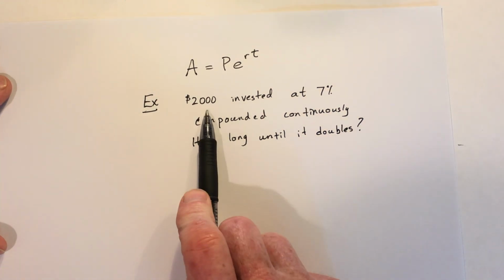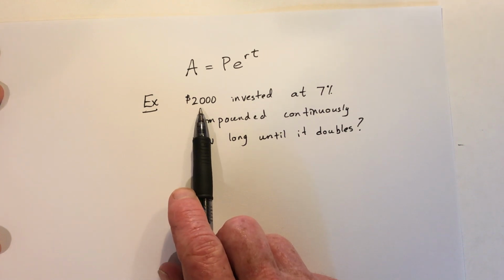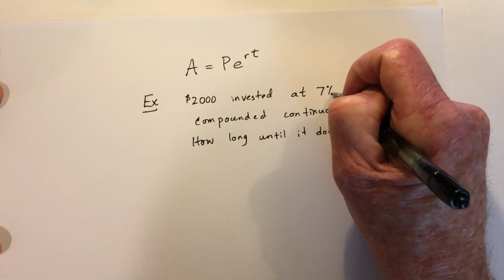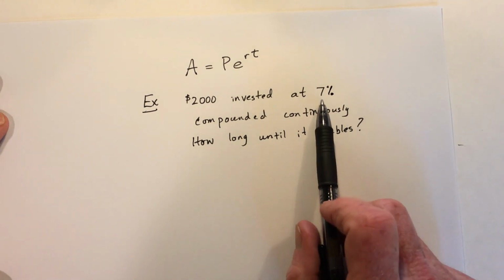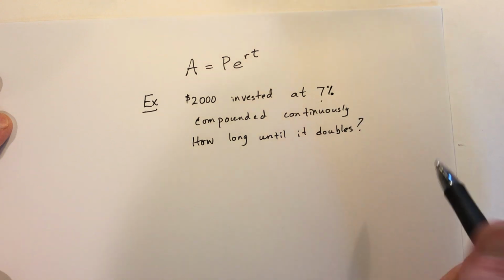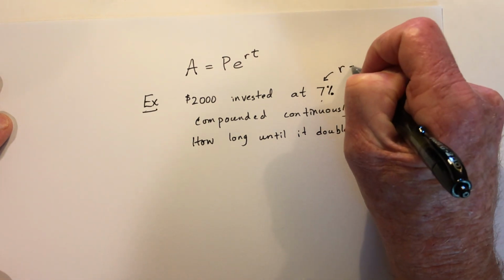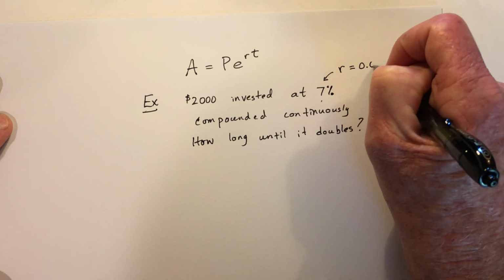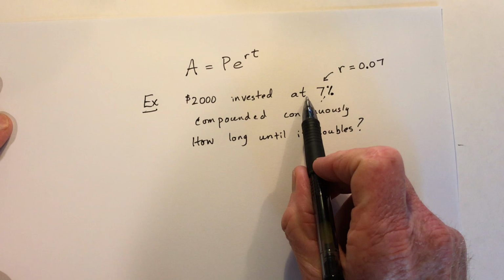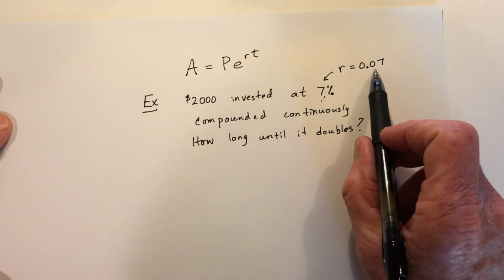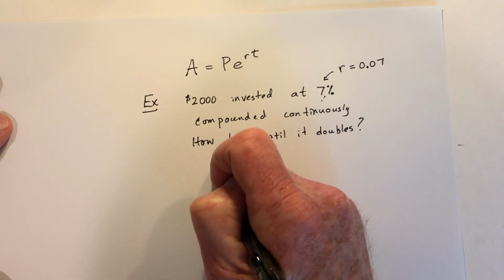So in other words, we want to take $2,000 and change it into $4,000 without having to drive all the way to Las Vegas and gamble. We'll be safe and put it in the bank. And the bank is nice enough to pay 7%. So don't forget, this needs to be changed to a decimal, so R is going to be 0.07. So take this decimal, move it 2 places to the left, that's the decimal form. How long? That's saying solve for t.